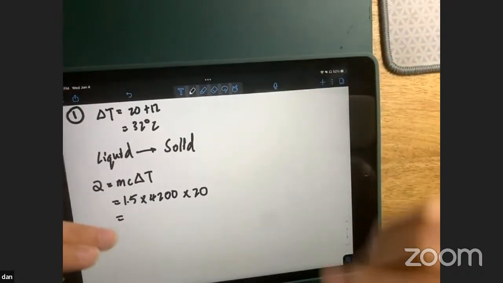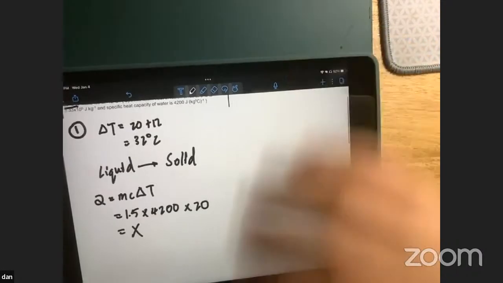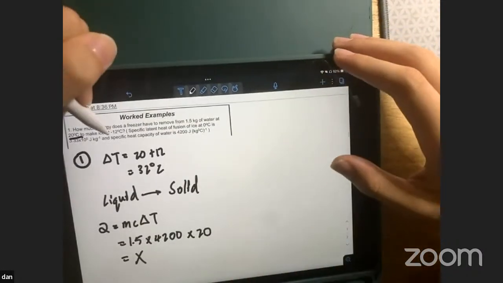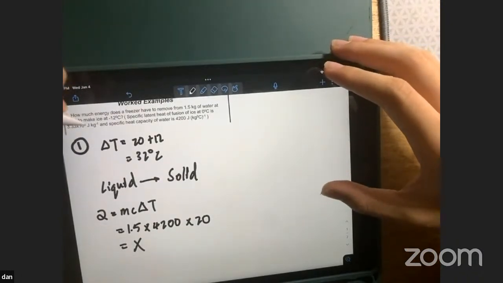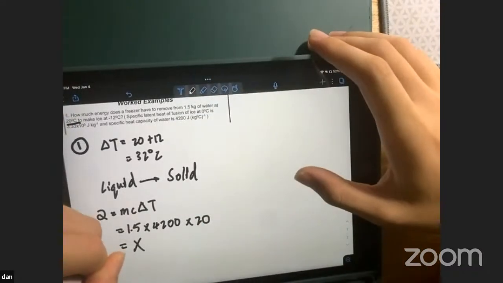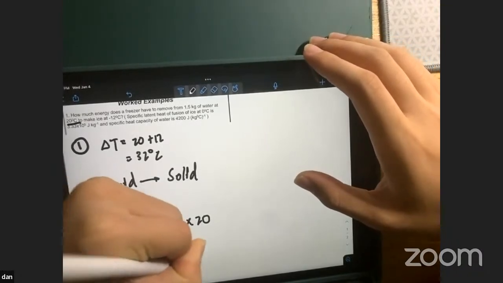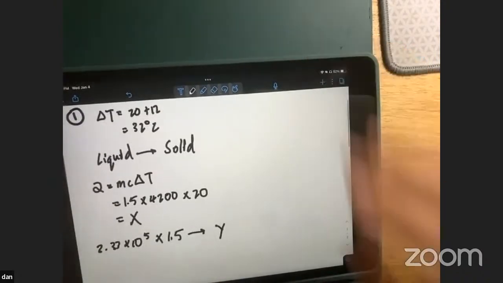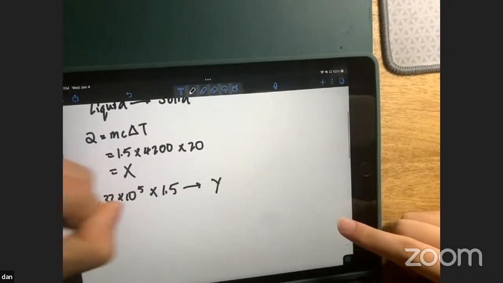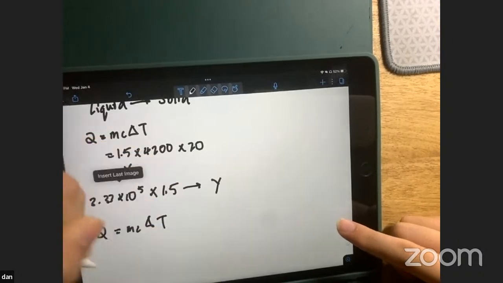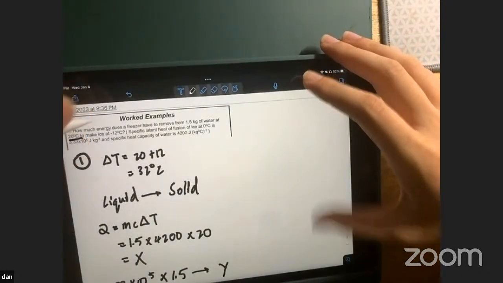What's the next step after this? You get, let's call it X. Then after that, we need to do the latent heat of fusion of ice at 0 degrees. You multiply 3.33 times 10 to the power of 5 times 1.5. You're going to stop there. Is there another step? Not done yet, there's minus 12. So how do you do that? It is MC delta T. And that will be. Where is it?